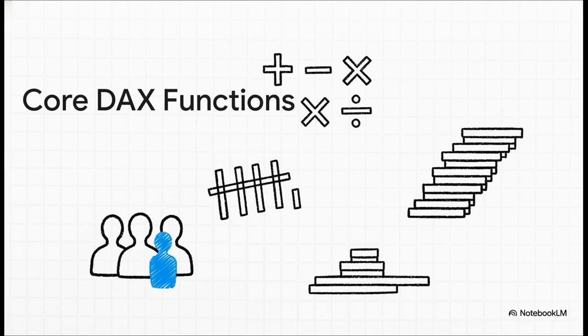But definitely pay special attention to distinct count. This one is incredibly powerful when you need to know exactly how many unique customers made a purchase, rather than just the raw total number of transactions. And finally, count rows, which does exactly what it says on the tin, tallying up the entire table's volume.